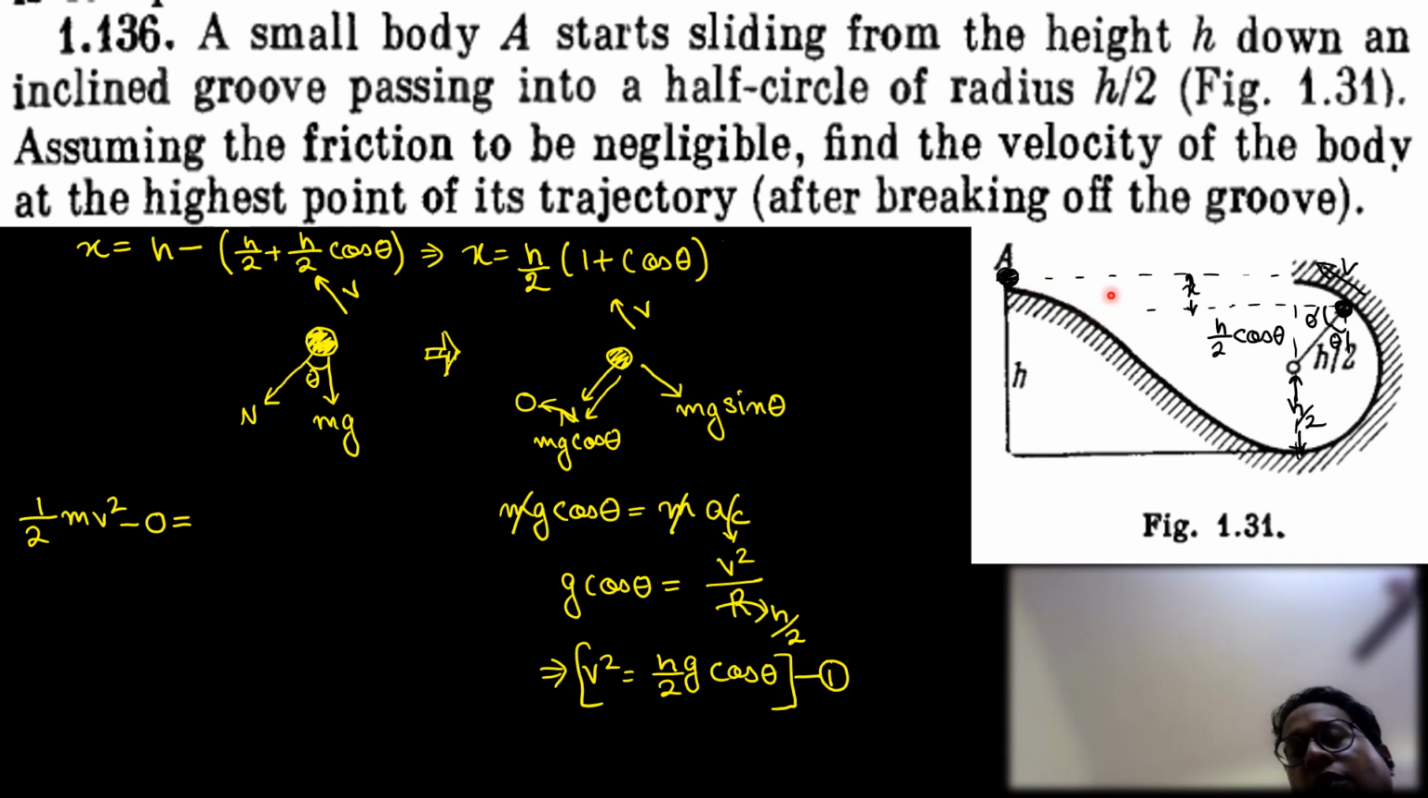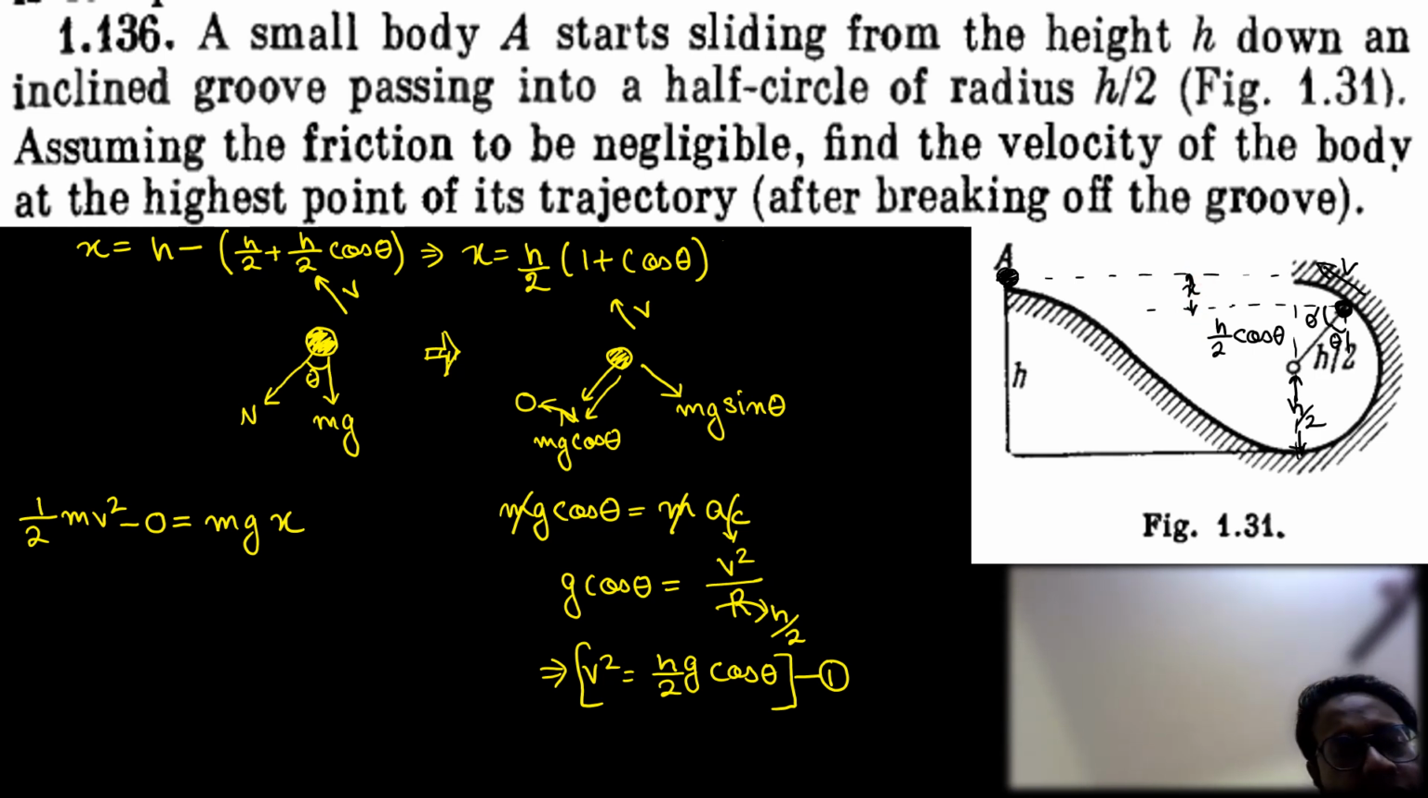Because at every point, normal force is perpendicular to displacement. Friction force is acting throughout the surface. And gravity force: work done by gravity force is nothing but mg into x, or mgh minus mg this side, which equals mg x.